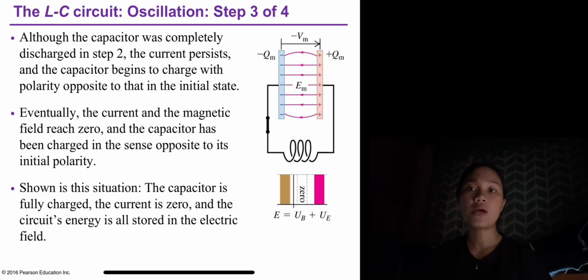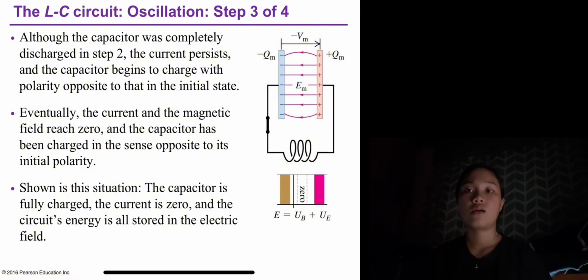Eventually, the capacitor becomes completely discharged. At this instant, the electric field energy is zero. The current, however, is at a maximum value. So all the energy is now stored in the magnetic field of the inductor. The system is not at rest despite the capacitor having no charge. The process does not stop here because the inductor resists changes in current. So the current continues to flow even though the capacitor is empty.